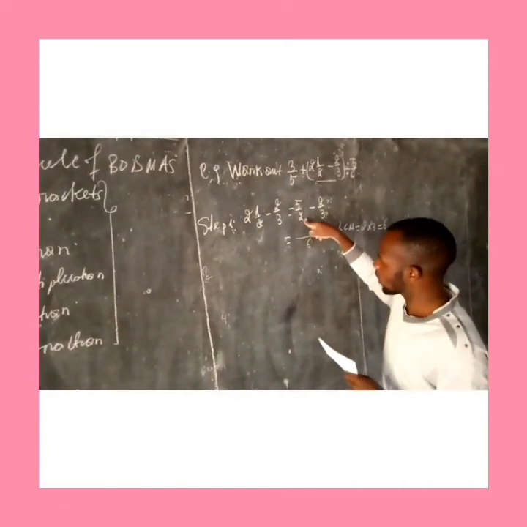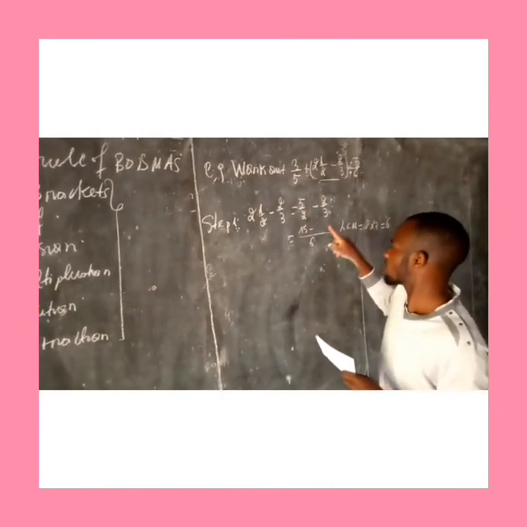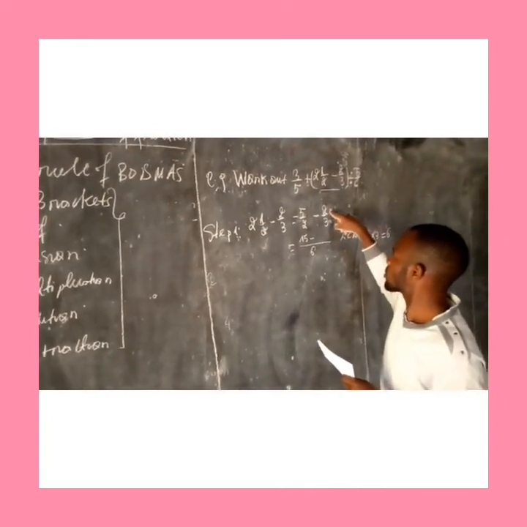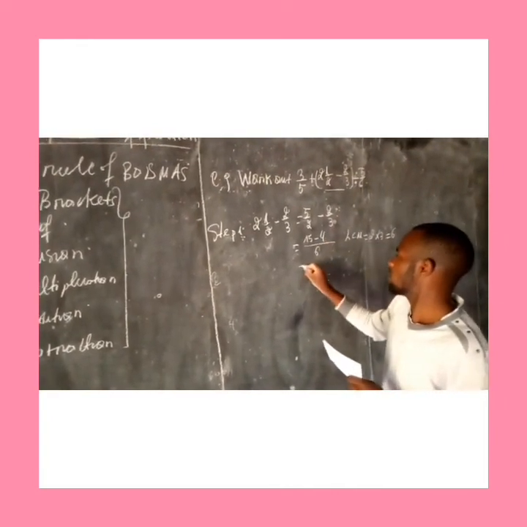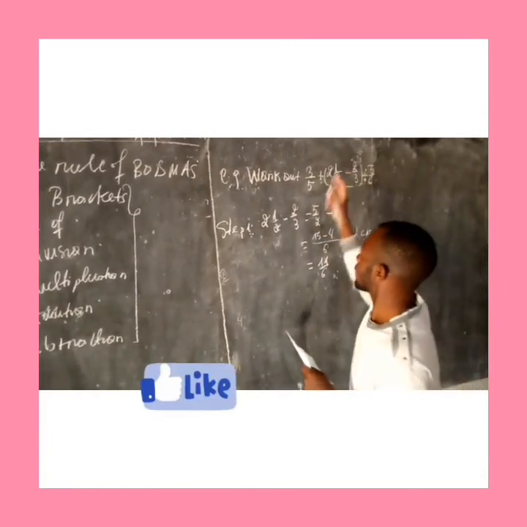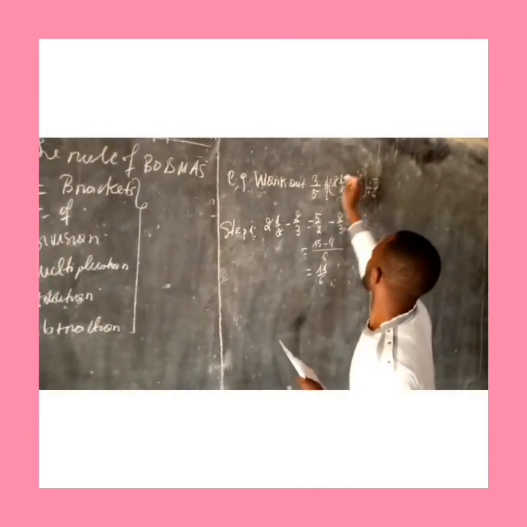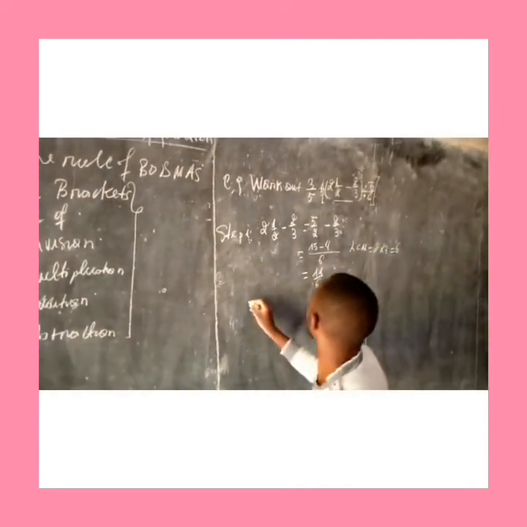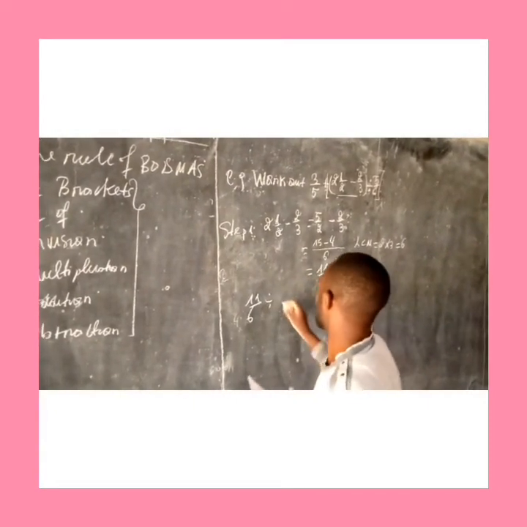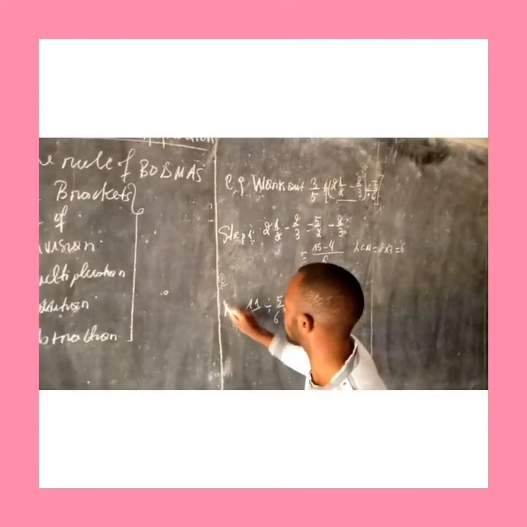6 divided by 2 we get 3, 3 times 5 we get 15. Minus 6 divided by 3 we get 2, 2 times 2 we get 4. Means that we get 11 over 6. Means that the fraction becomes 11 over 6 divided by 5 over 6. This is about division.